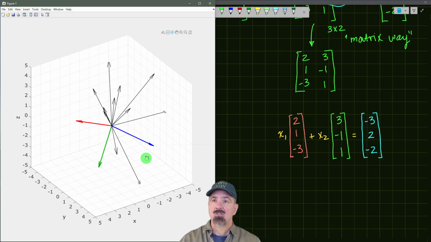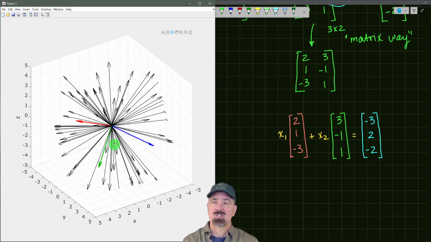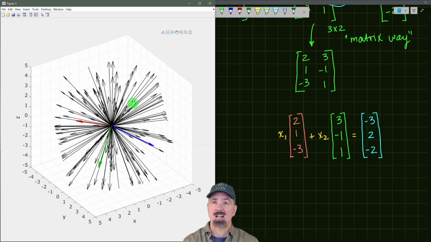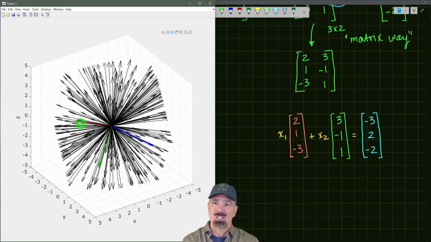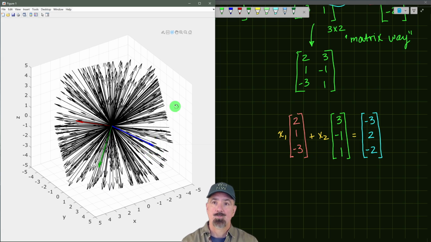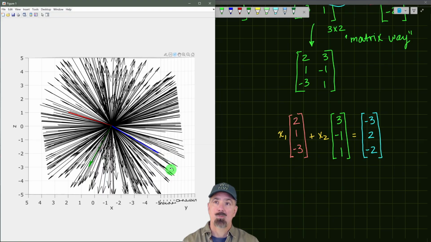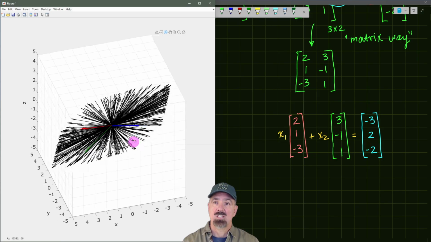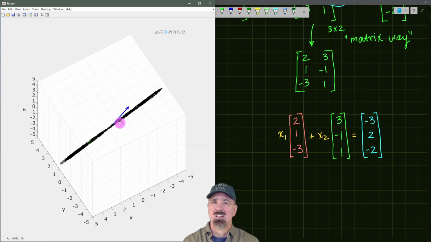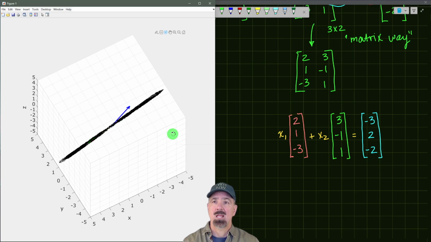Let me run this simulation for you. And so we see, again, I'm taking random x1 and x2 values to create the black vectors. And it certainly seems like I should be able to find an x1 and x2 which is going to give me a linear combination of the red and green vectors that's equal to the blue vector. It certainly looks like we're close over here. However, this is an optical illusion, as we saw previously. We know the linear combinations of these two vectors are going to be a plane. We saw that previously, and the question is, does the blue vector lie inside the plane?